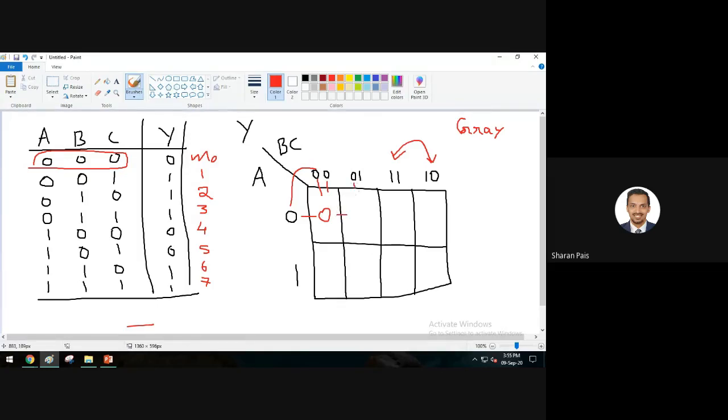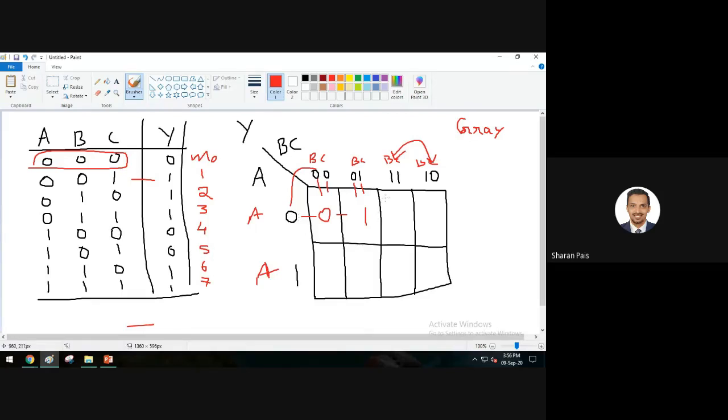A is 0, B is 0, C is 1. So this is BC. You can see this is BC. We are writing the values of BC. This is the values of A. In this entire row, the A value is always 0. In this entire row, the A value is always 1. Fine? Okay. Then A value is 0, B value is 0, C is 1. So for the second value, what is the output? 1.